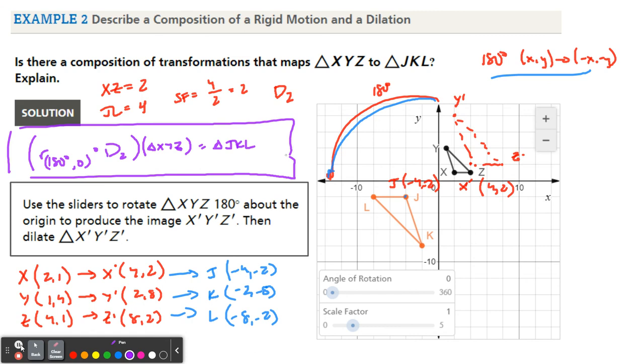Again, they did it the other way. They did the rotation first and then the dilation. Again, I don't think it matters. I just like to line up the points better.